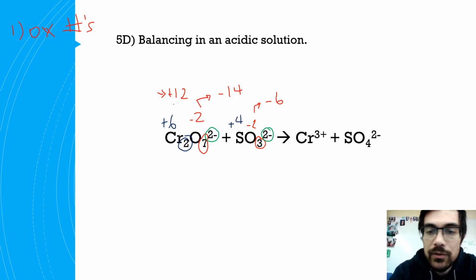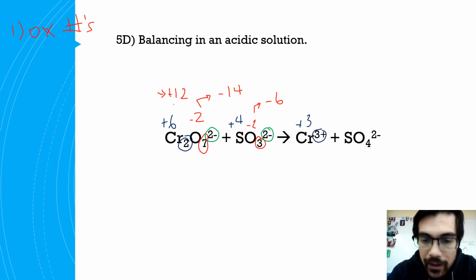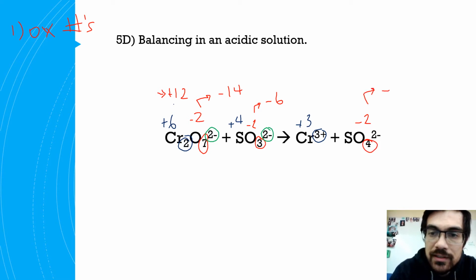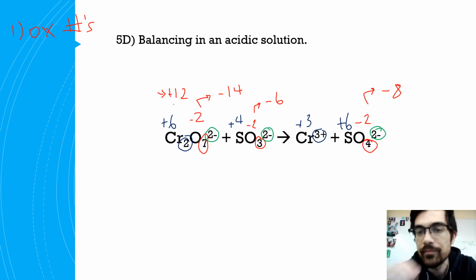Okay? Now let's go on to the other side. This first chromium is fairly straightforward. It's just going to be plus 3. That's a nice and easy one. Then when we look over at the sulfate, SO4, oxygen is 2 minus. We have 4 of them, so the total is negative 8. The charge on here is negative 2, and so this sulfur must be plus 6, because in this case it should add up to negative 2.